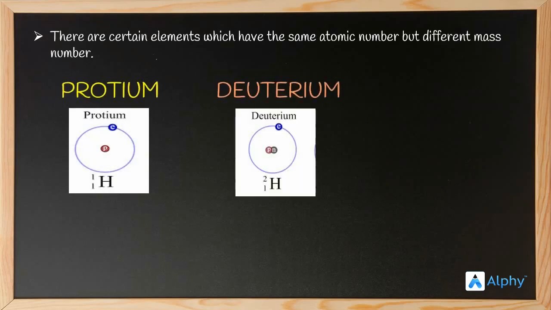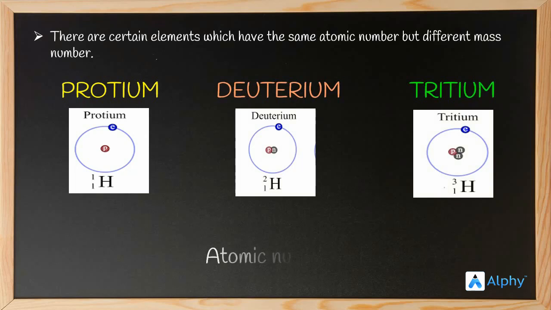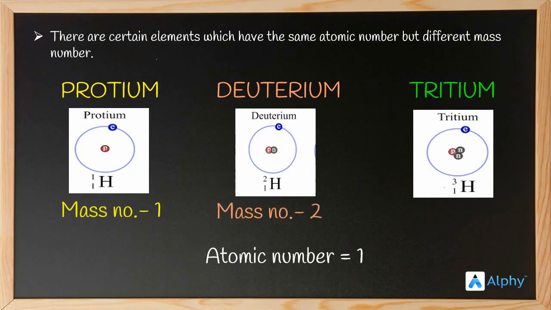Protium, deuterium and tritium have the same atomic number of 1 but different mass numbers. Protium has a mass number of 1, deuterium has a mass number of 2 and tritium has a mass number of 3. Therefore, protium, deuterium and tritium can be considered as the isotopic forms of hydrogen.